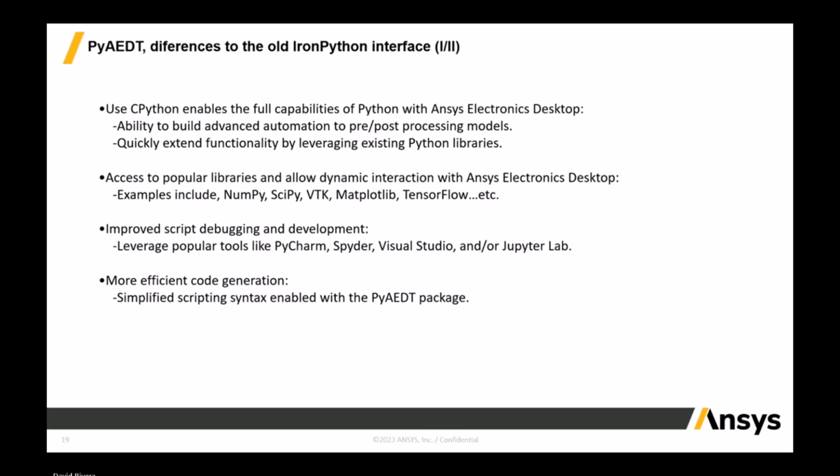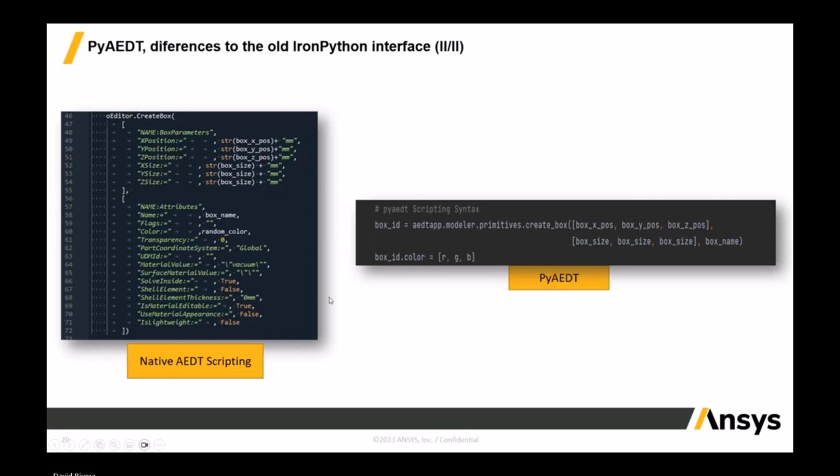If you go to the next slide, David, you can see something pretty simple. It's just the creation of a box inside the Electronics Desktop modeler. On the left you can see the native API, what we can call the IronPython API. This is an example of how to write and create a box. You need more than 20 lines of code just for creating the box. But with the PyAEDT syntax on the right, with just one line, create box, you will have exactly the same outcome.